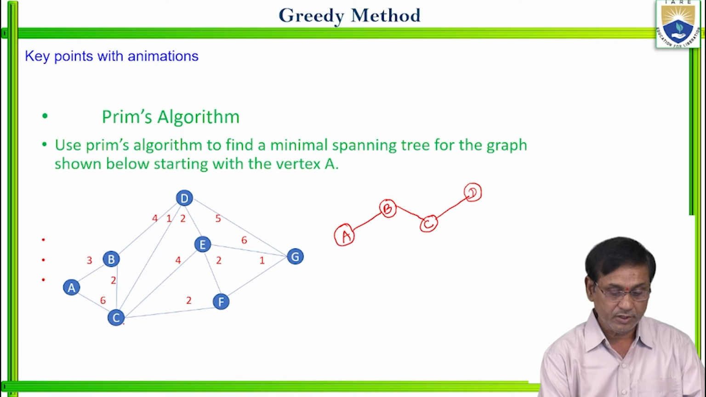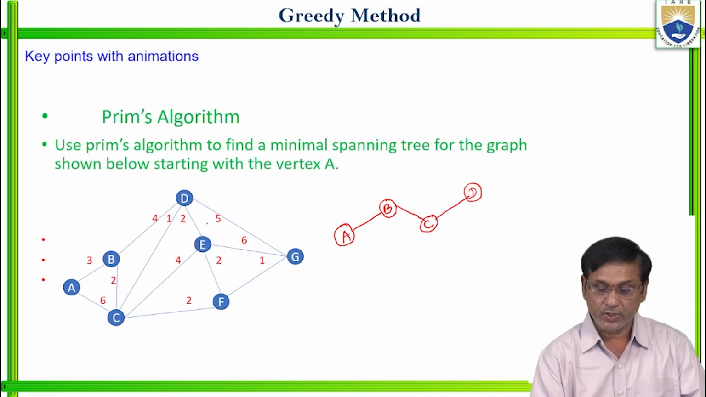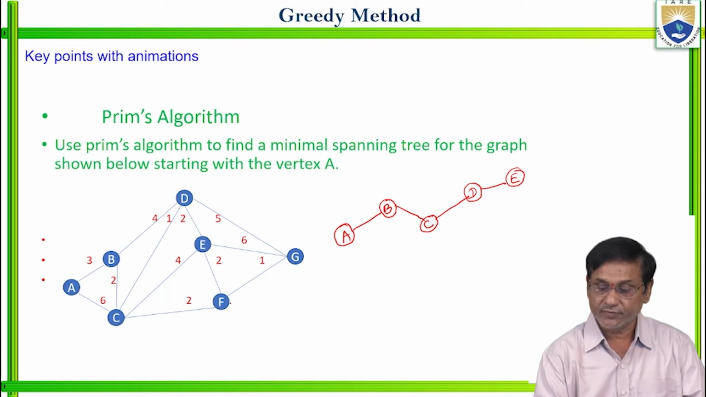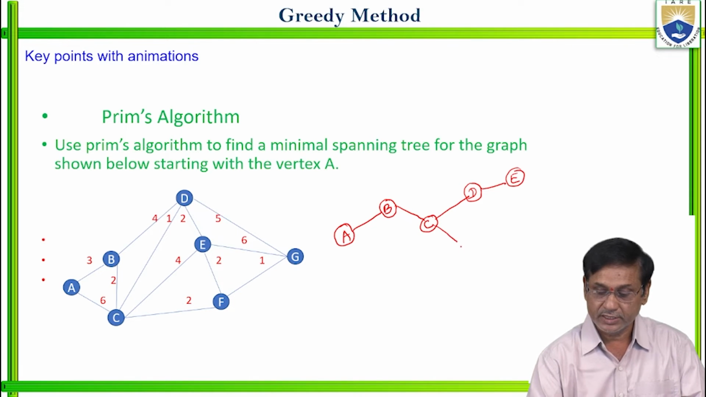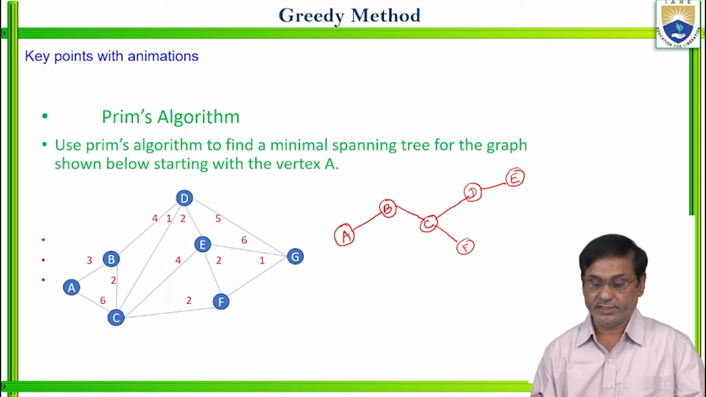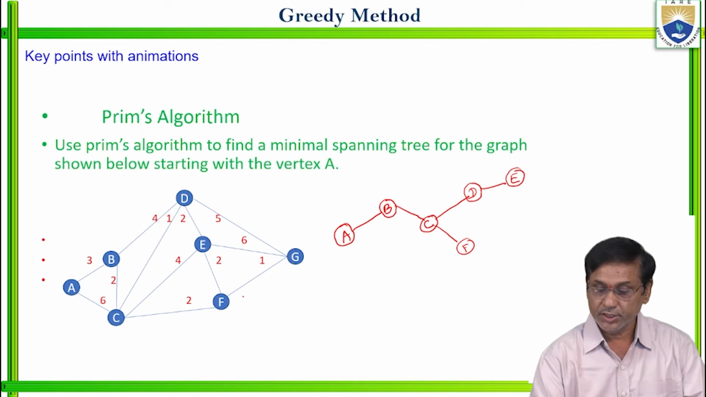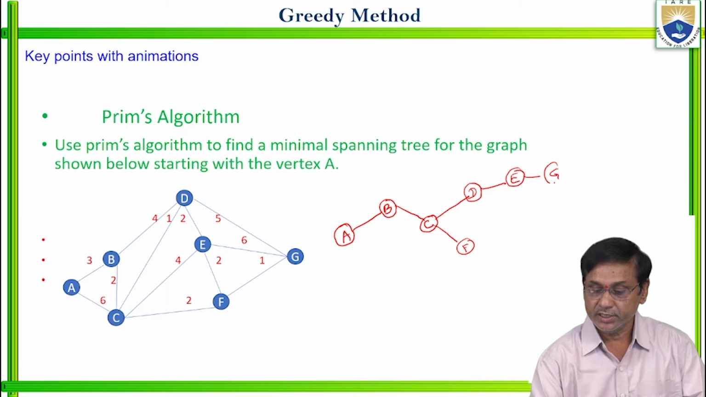So now here, from C to F or D to E, you can consider anyone. Suppose you consider D to E, you can write like this. Draw a solid line between D and E. And next C to F. C to F, you can draw a solid line here. Next, E to F, the next lowest is E to F. So E is nearest to F. E is nearest to G, so that we can consider E to G is this.